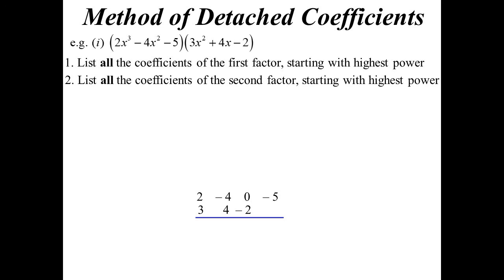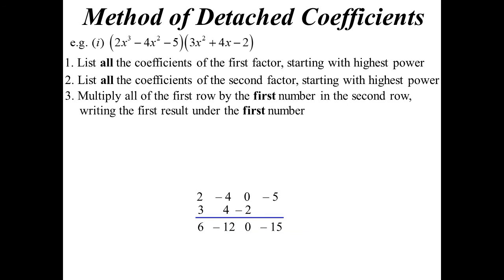The second one, doesn't matter if this one starts with squared rather than cubed. Start with the first number and keep going. So now the first one's 3 because 3x squared is the first one. Then 4, then minus 2. Okay. Multiply all of the first row by the first number in the second row and then write that result under the first number. Okay? So, do that again. All of the numbers by 3.